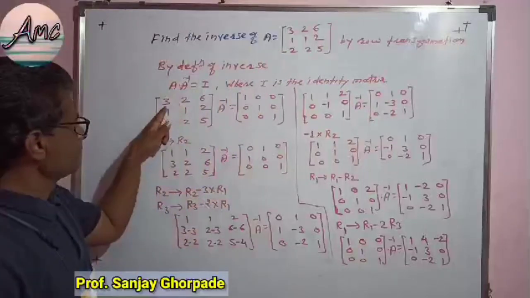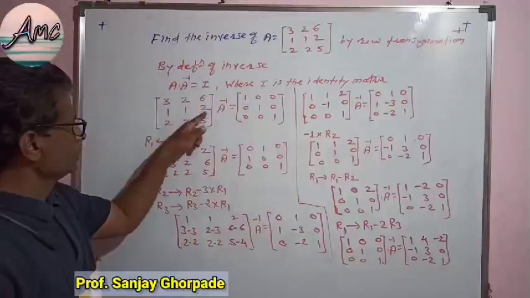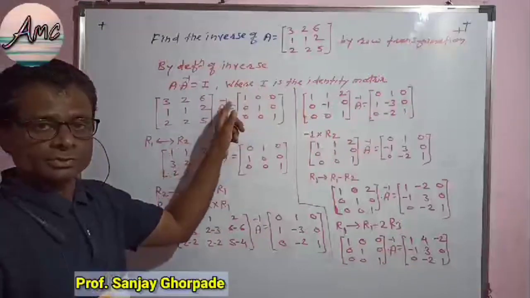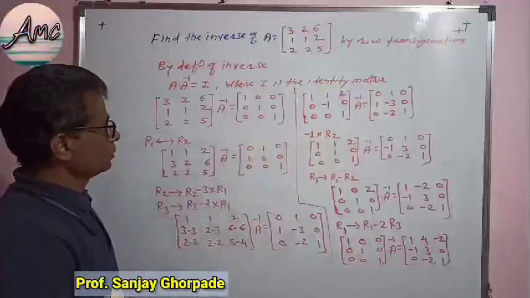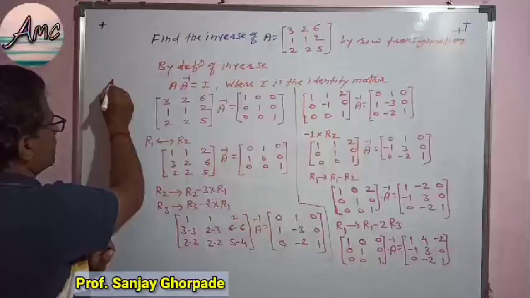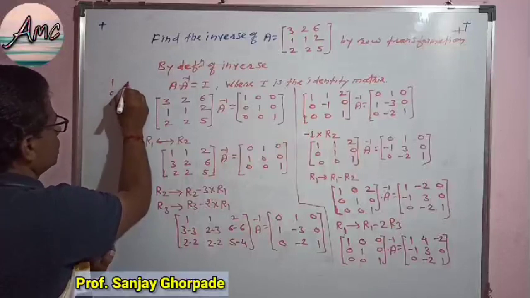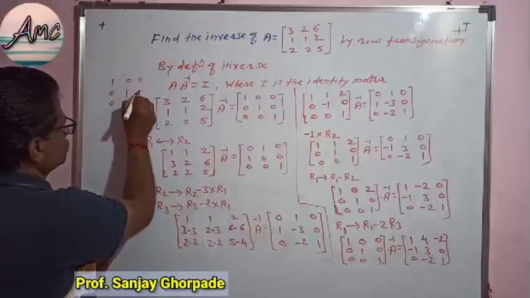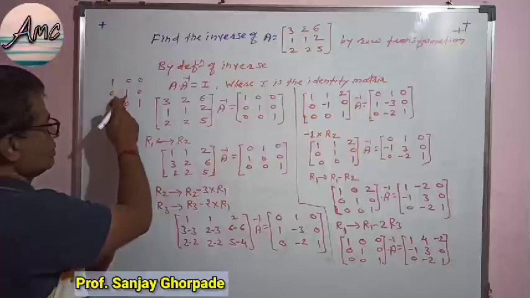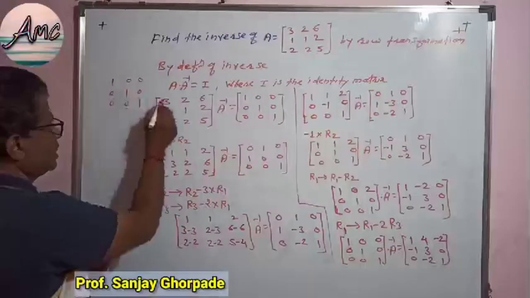So replace A by the matrix 3, 2, 6, 1, 1, 2, 2, 2, 5 into A inverse, equals the identity matrix 1, 0, 0, 0, 1, 0, 0, 0, 1. Now to find the inverse of a matrix, you have to convert this matrix in terms of what? The identity matrix 1, 0, 0, 0, 1, 0, 0, 0, 1. First we make the first column what? 1, 0, 0.